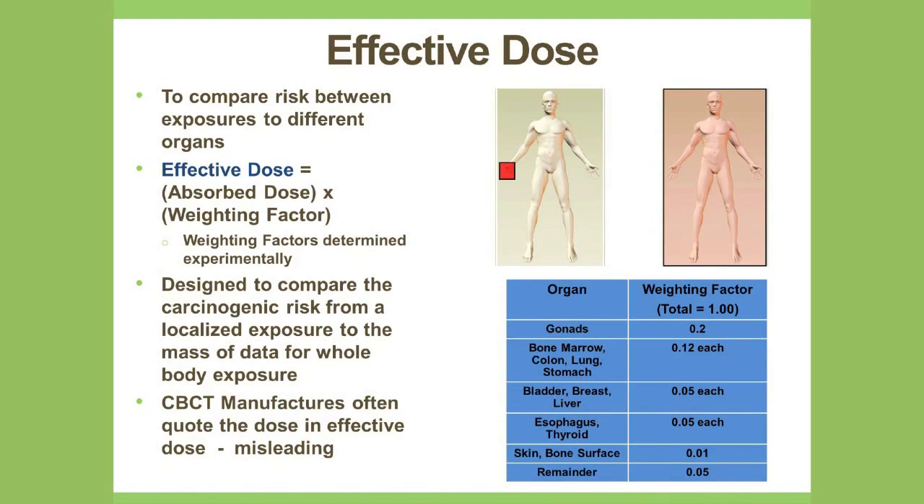And so there's a weighting factor for each organ. You can see gonads are 0.2, bone marrow 0.12, the bladder, breast, and liver are 0.05, and so on. And so you would take the dose to that body part, multiply by this little fractional number, and that would be the weighting factor for the amount of risk to you or a patient as a person from that exposure. But it is a little misleading.